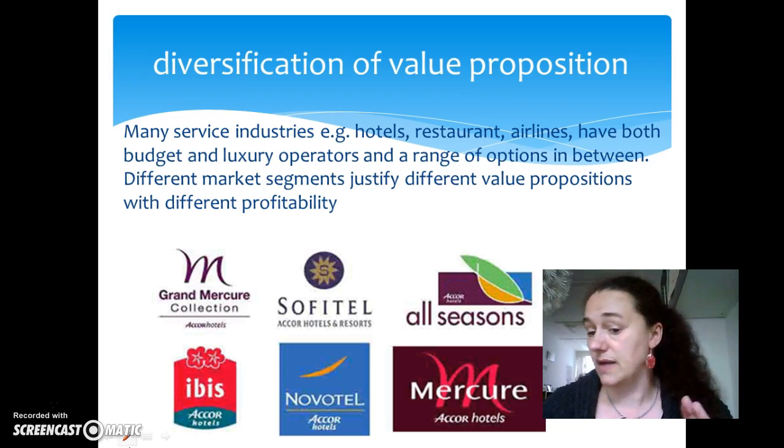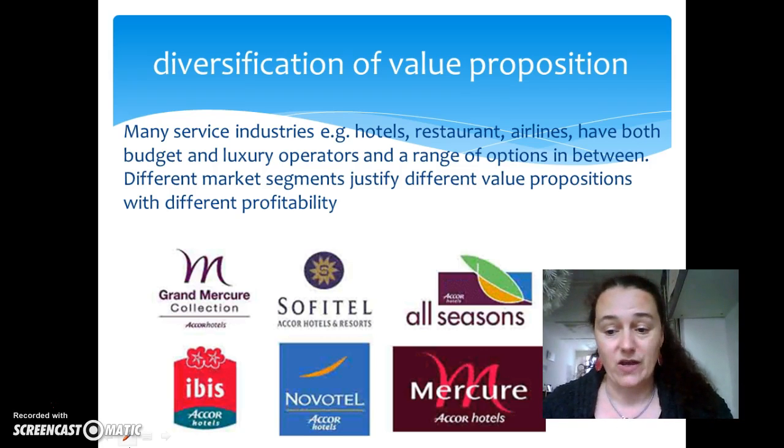So in the end, it always connects back to the value proposition. How are you going to deliver that to your customer? And then the costs that you make to deliver that value proposition to your customer. That's what it's about.